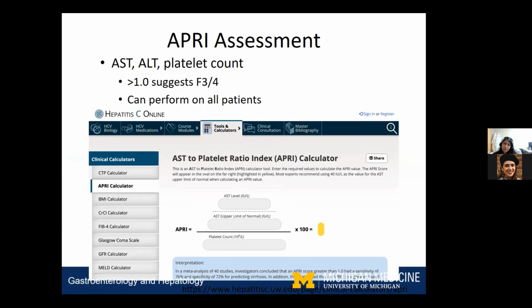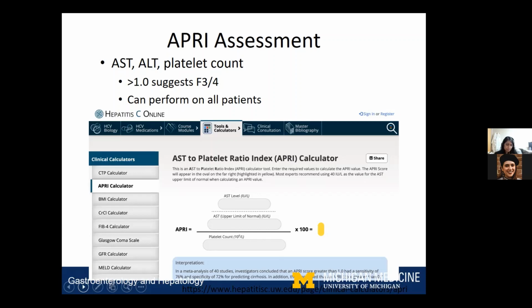Another assessment that you can do in the office is the APRI score. This is somewhat similar in terms of the variables to the FIB-4 score, but it doesn't include age. So all you need is the AST, ALT, and platelet, which means you need blood test results on a given patient living with hepatitis C. Anything over 1 suggests more advanced liver disease. Again, you can perform this on all patients. You don't memorize the calculator; you can just put it into Google and look it up.